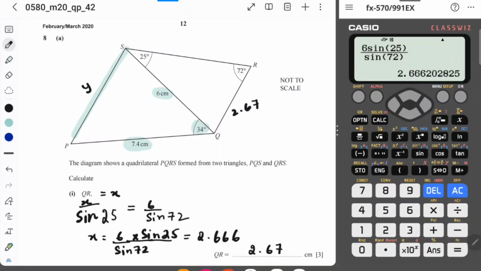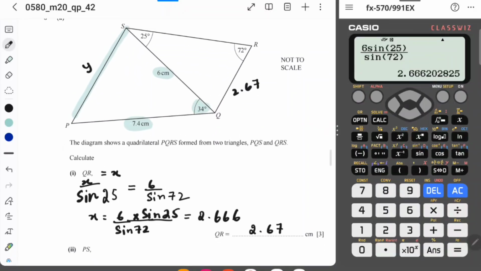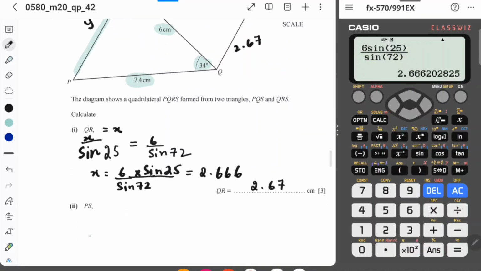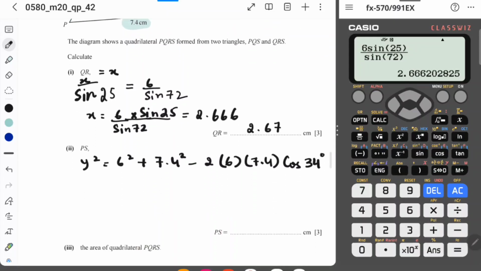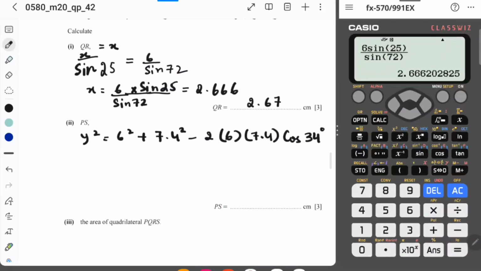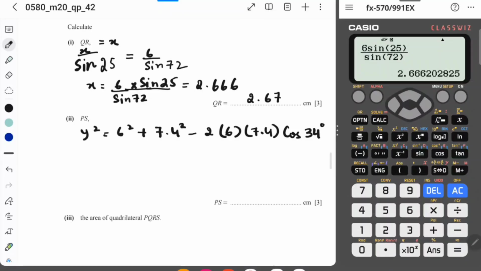For example, I'm taking y for this. So a square is equal to b square plus c square minus 2bc cos A. So we can take y square is equal to 6 square plus 7.4 square minus 2 times 6 and 7.4 and the cos of 34 degrees. If you want to take the answer directly, then you have to put the square root for this. It's a 3 marks question, so it's better to find out the value of PS square.